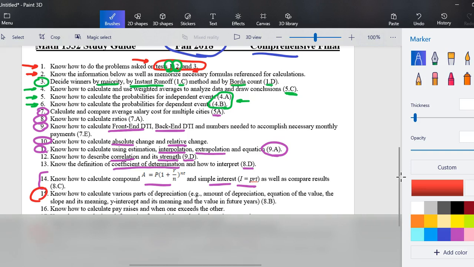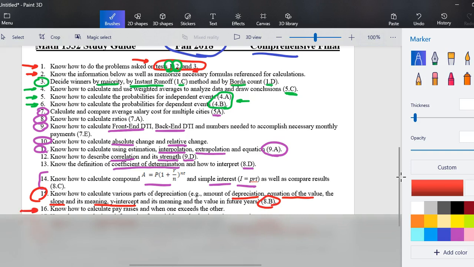Know how to calculate various parts of depreciation. And that I think was on the last test we did, test 3. The equation of the value, the meaning of what is a y-intercept, and the meaning of slope. These are really, really good and worth putting on a final.